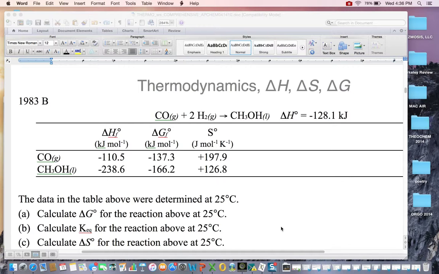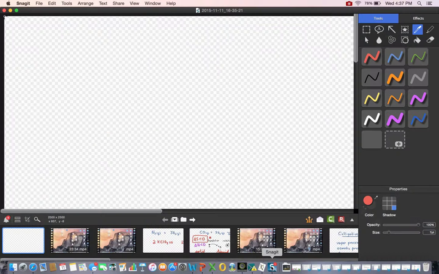We're given delta H of formation data for carbon monoxide and also for methanol. Notice we are not given the delta H of formation for hydrogen gas or the delta G of formation of hydrogen gas, and that's because it's a standard element. There is no energetic cost or no free energy associated with an element in its standard state. So by definition, it has to be 0. So what I'd like to do is just do a modified table that includes diatomic hydrogen.